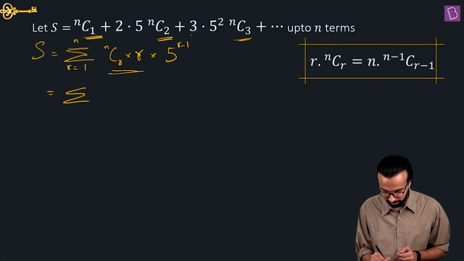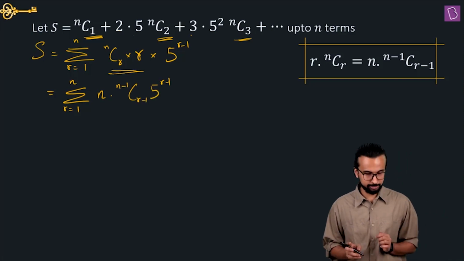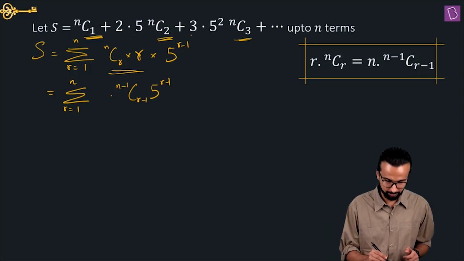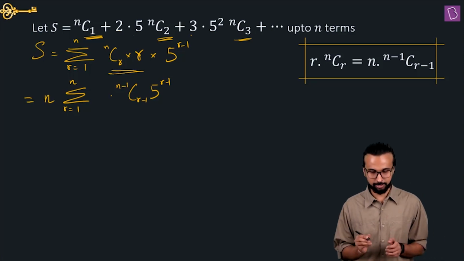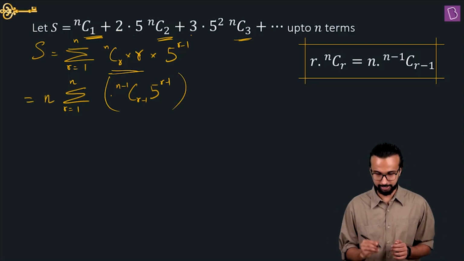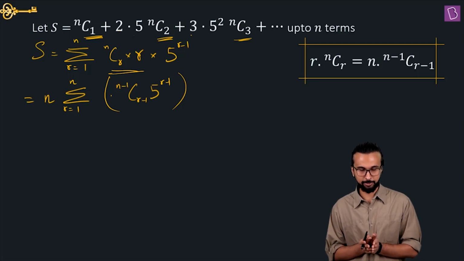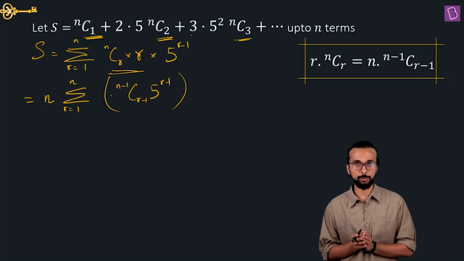Then I get sigma r equal to 1 to n. What is nCr into r? That's what I found right now: n into n minus 1 C r minus 1 into 5 power r minus 1. n is a constant, so I can take it outside the sigma. Alright. So I took n outside the sigma and this is what I get. Alright. So n minus 1 C r minus 1 into 5 power r minus 1, r is going from 1 to n.